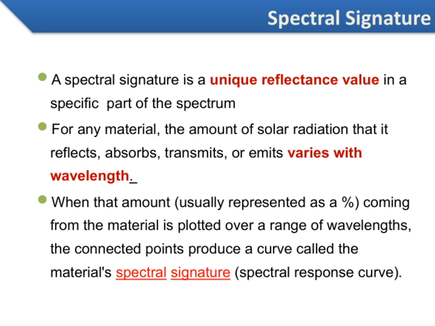When we plot these amounts, usually expressed as a percentage, across a range of wavelengths, the points connect to form a curve. This curve is what we call the material's spectral signature, or spectral response curve. Understanding these signatures is crucial because they help us identify and differentiate materials based on their unique spectral responses. This concept ties into the broader theme of remote sensing, where analyzing spectral signatures allows us to interpret what's on the Earth's surface more accurately.